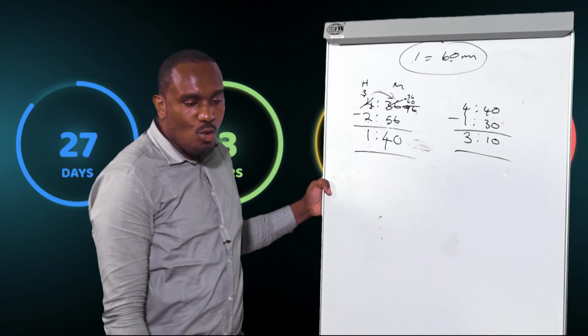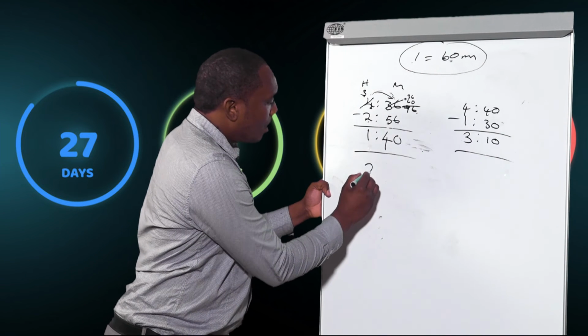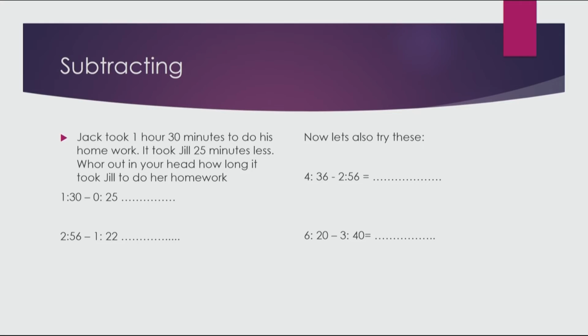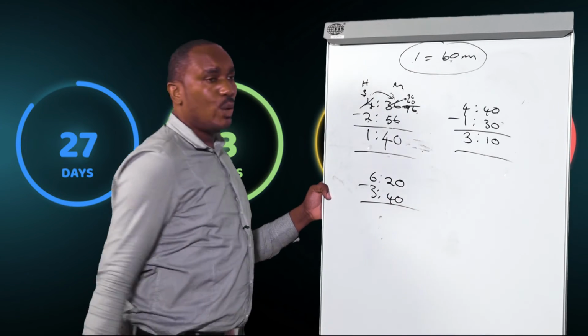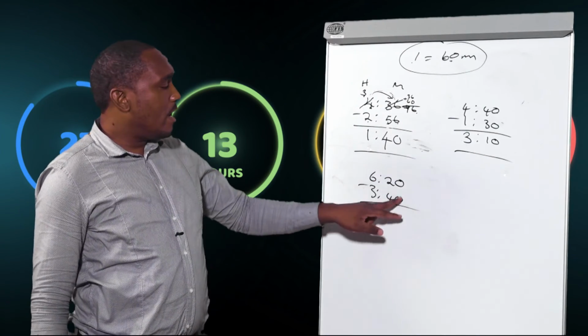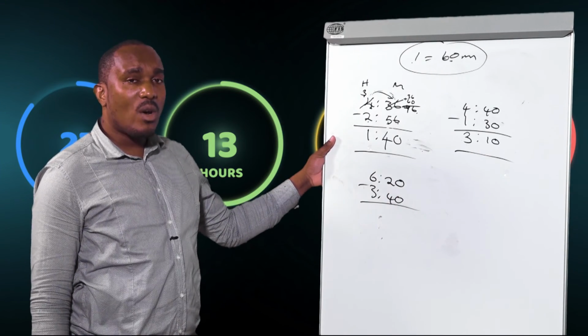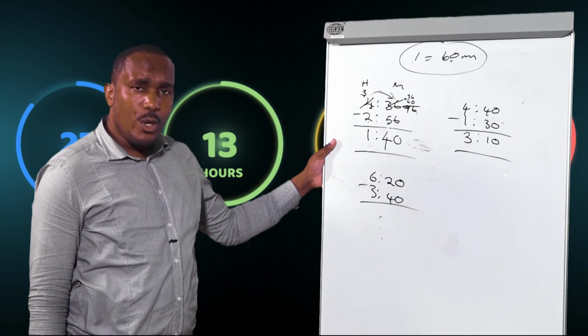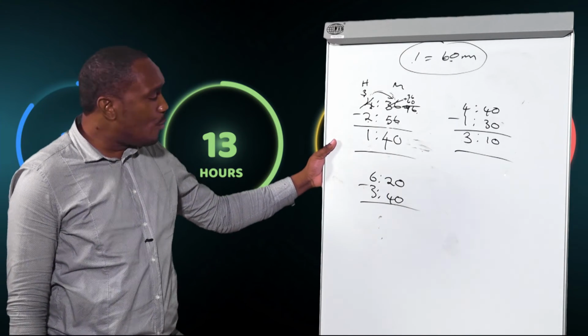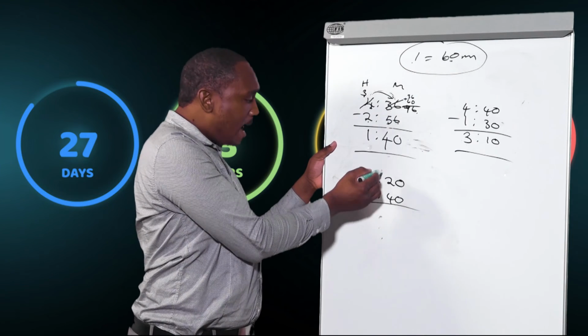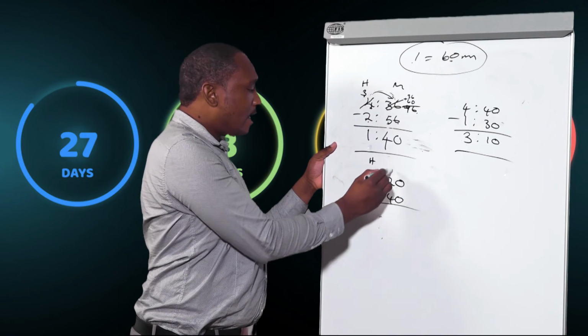The last example so that you understand it. We have 6 hours and 20 minutes, then we subtract 3 hours, 40 minutes. You look at this one, you say, okay, this 20 is smaller than 40. So it cannot subtract. So for you to make it subtract, you get a 1 from the hour side. And this is the minute.